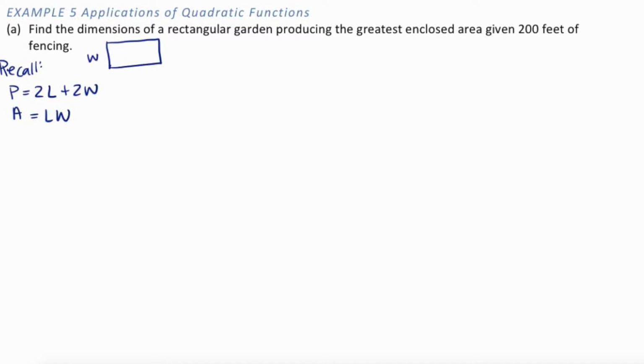If this is our width, and here we have our length. These little marks tell me which sides are equal. I have one mark here and one here, so both of these are a W. I have 2 marks and 2 marks, so both of these are an L.